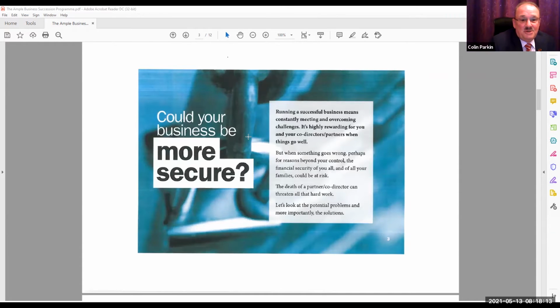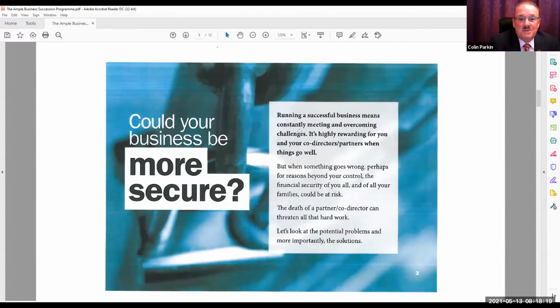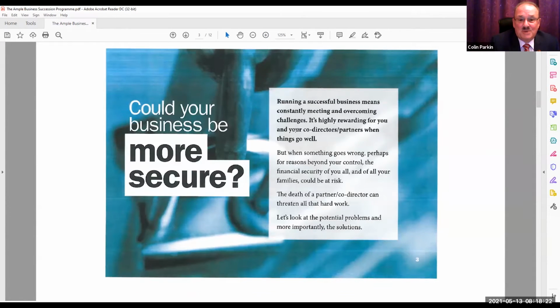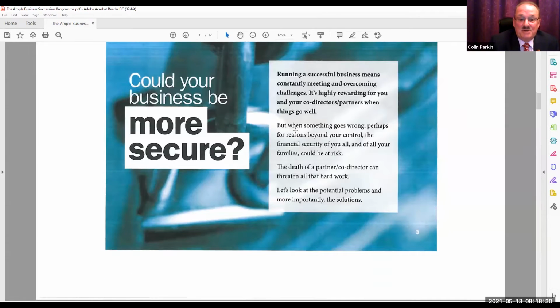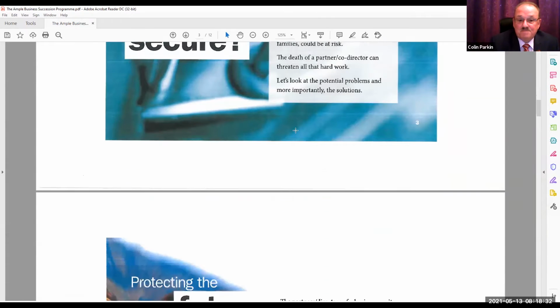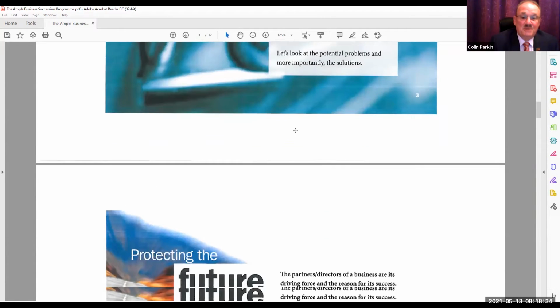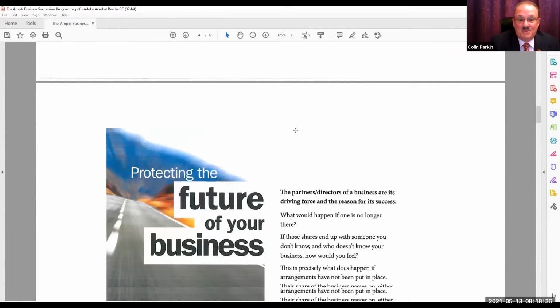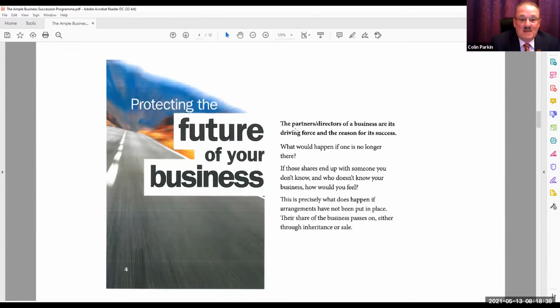So could your business be more successful and more secure? It's highly rewarding for you and your co-directors and partners when things go well. But when things go badly, you need to have things in place. So let's look at the potential problems that there may be. And again, this is going through your question technique to ask what people do. So, protecting the future of your business.